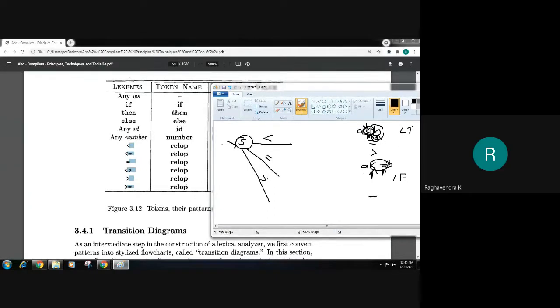The same thing goes with equal to. Here we have only one equal to, so obviously this should not be any problem, and we'll return equal. But if it is greater than, there is a possibility that it can be either this or greater than or equal to. So in that case, we are supposed to return GE.